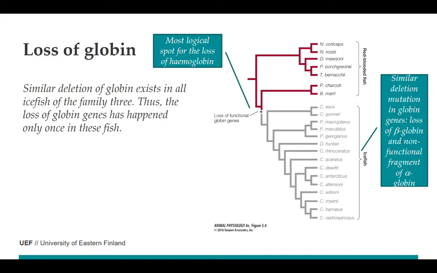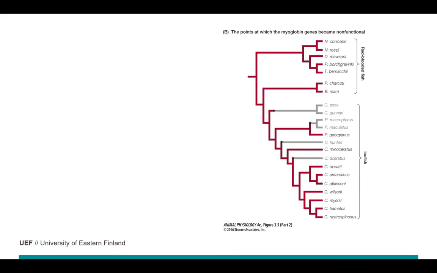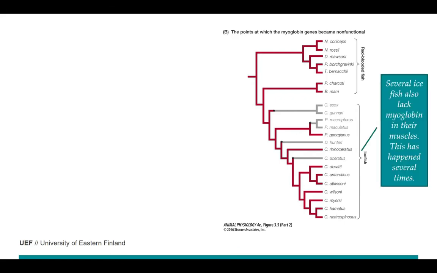Well, hemoglobin is not the only globin in our body that is interacting with or binding oxygen. We also have myoglobin in our muscles. And several ice fish also lack the myoglobin. As you can see, all these with gray don't have myoglobin at all. But it has happened several times, because they are in several branches in this tree of evolution.